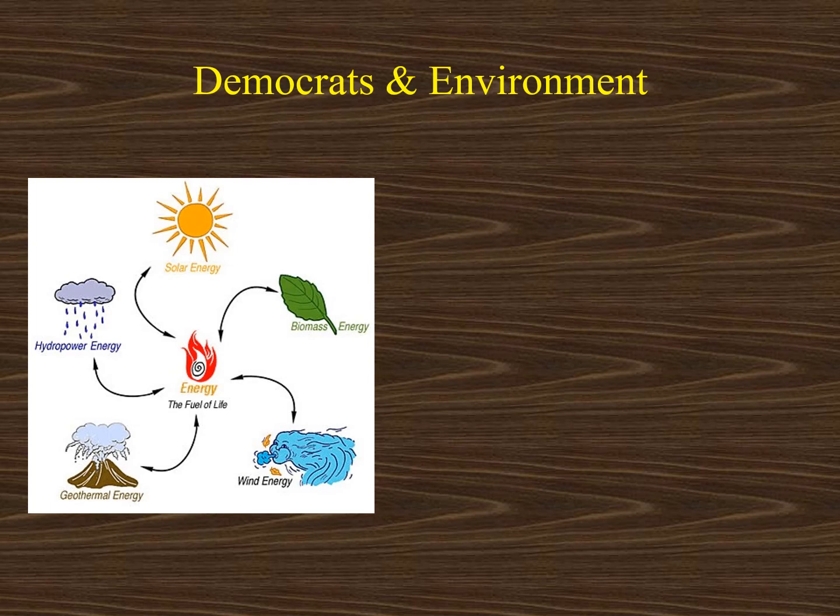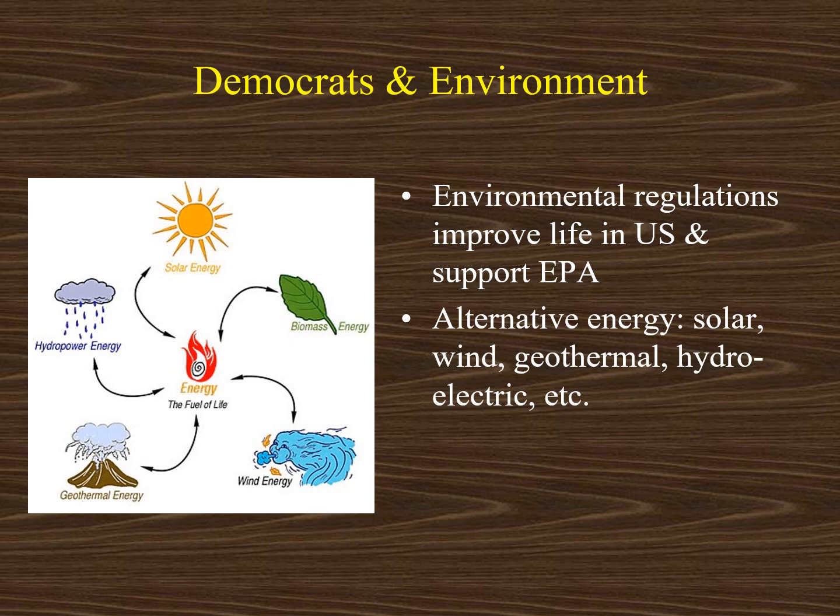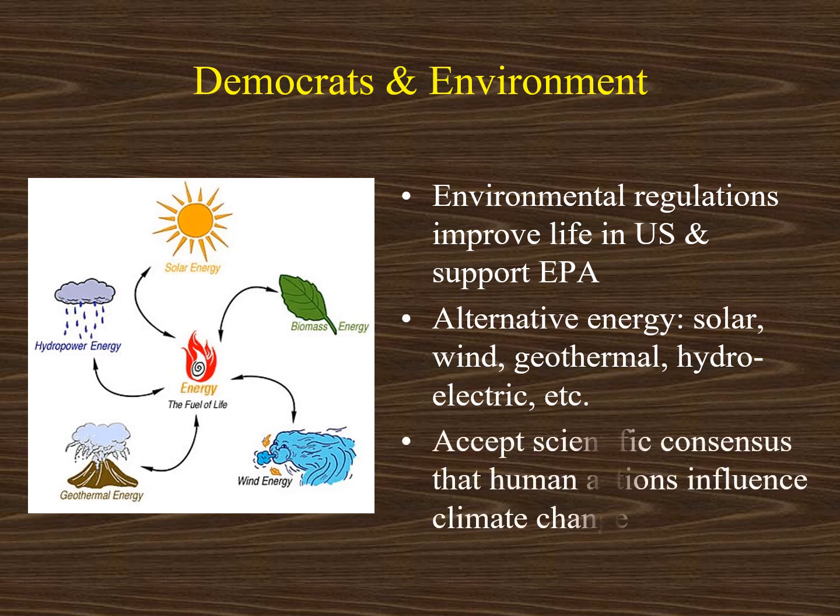Again, if we can explore this in a little bit more detail, Liberal Democrats would argue that things like the Clean Air Act, Clean Water Act, those environmental regulations improve life in the United States, and they would support the regulations of the Environmental Protection Agency. They would focus on alternative energy like solar, wind, geothermal, things like that. And Liberal Democrats are more likely to accept the scientific consensus that humans are impacting climate change.